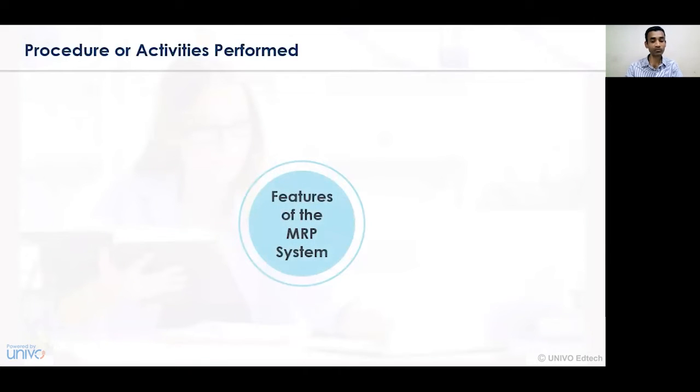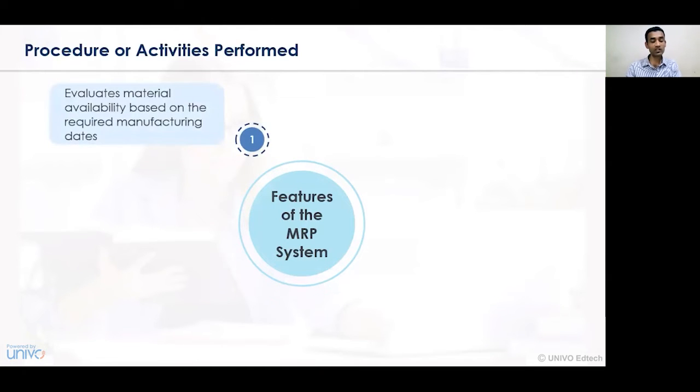Now let's understand the various procedures or activities that are performed in the case of Lean MRP. Here we'll take into account the various features of the MRP system. The first feature of the MRP system is that it evaluates materials availability based on the required manufacturing dates. Whatever manufacturing dates have been identified and set, the Lean MRP system looks at how we evaluate whether the amount of material that will be required is available or not.